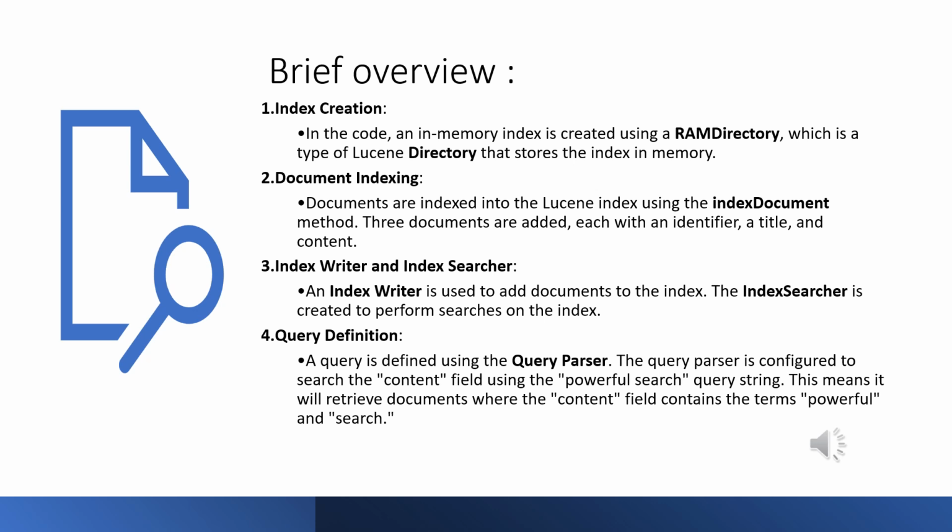Documents are indexed into Lucene using the index document method. Three documents are added, each with an identifier, a title, and content. The index writer is used to add documents to the index, and the index searcher is created to perform searches on the index. The query is defined using the query parser. The query parser is configured to search the content field using the powerful search query string.